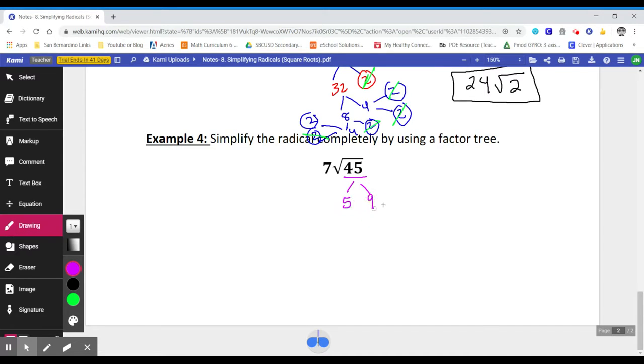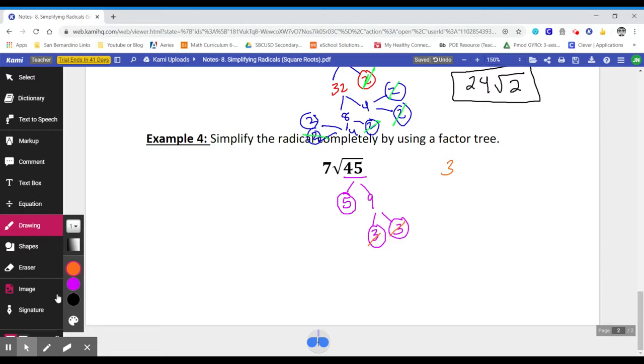5 times 9 is 45. 5 I cannot break up anymore, so I'm going to go ahead and circle it. I can break up the 9 a little more, as in 3 times 3. And then after that, I can't break up the 3's anymore, so I'm basically done with that. Let's go ahead and look for pairs. Are there any 2 that are pairs? In this case, there are 2 3's that I can take on the outside. So I'm going to go ahead and put that on the outside.